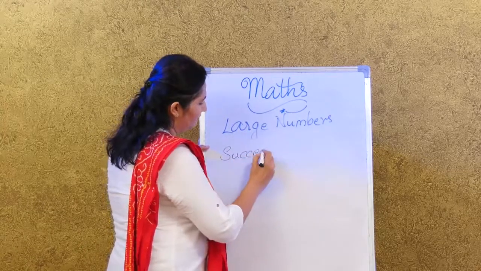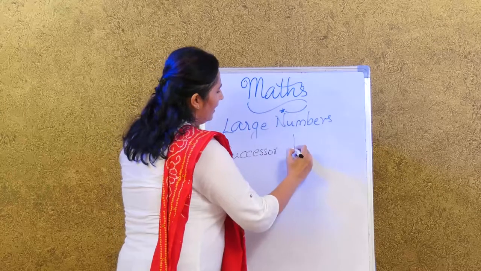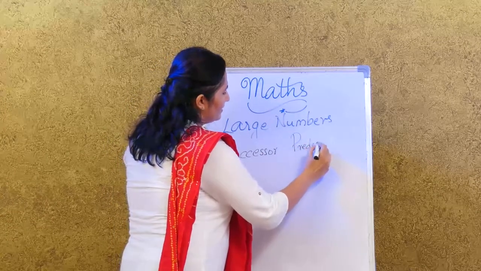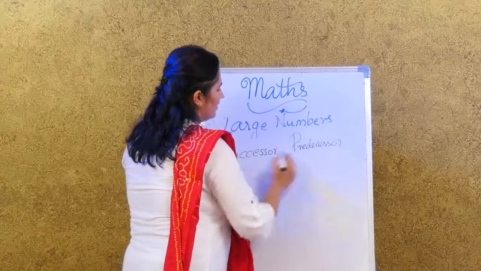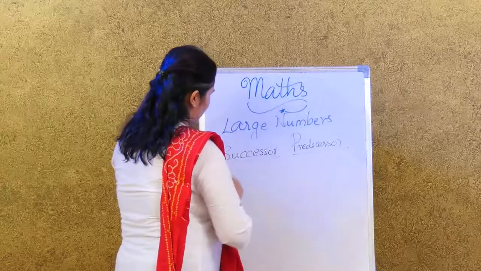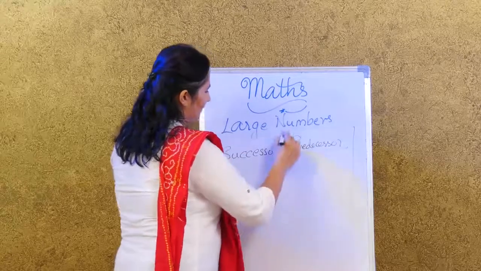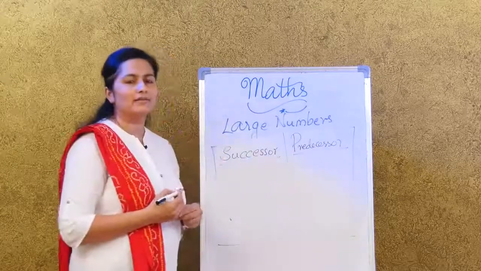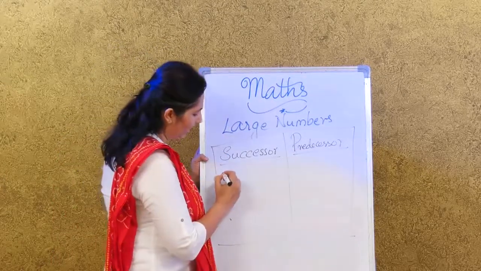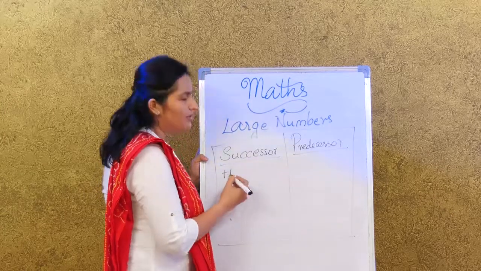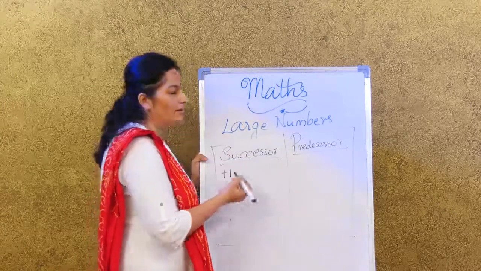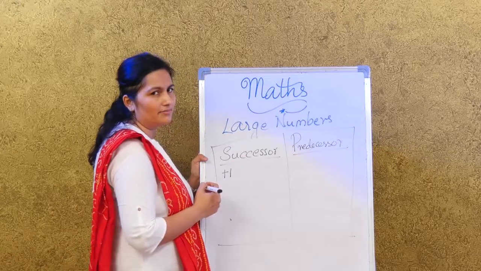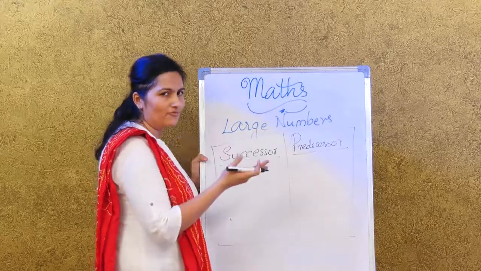Successor and predecessor. These are 2 new words you are going to learn. Now, how do we get a successor and predecessor? When we add +1 to any natural number, we get a successor, or the one who comes after.